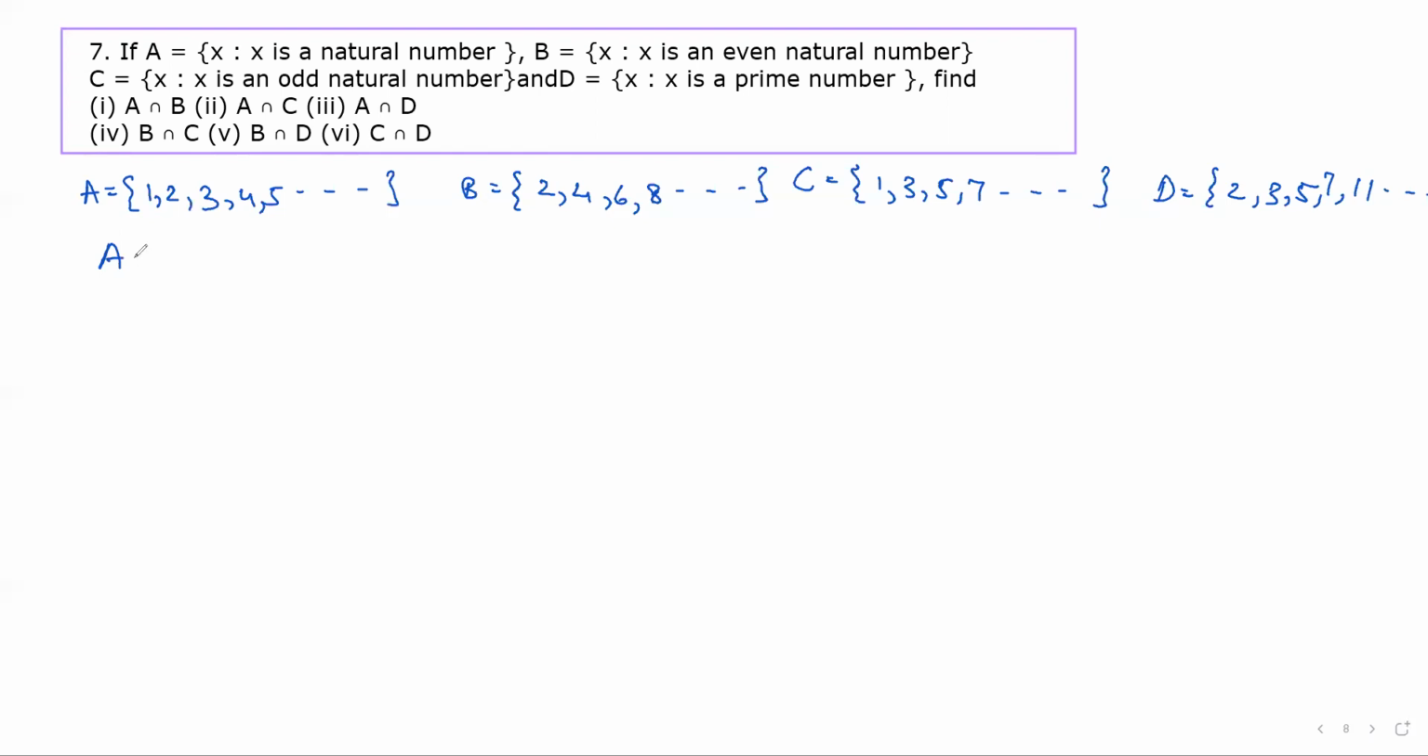Now, what is A intersection B? What is the common value between A and B? Natural numbers means even plus odd, and here you have even numbers. So obviously it would be even numbers, which you can write either as B, or you can write this whole statement, even natural numbers, in set-builder form.